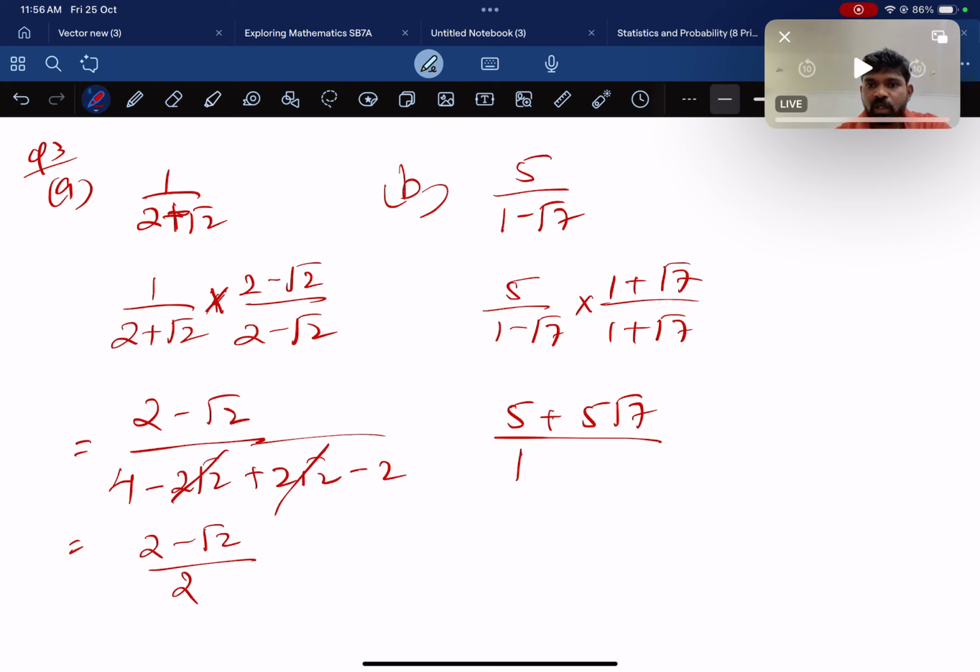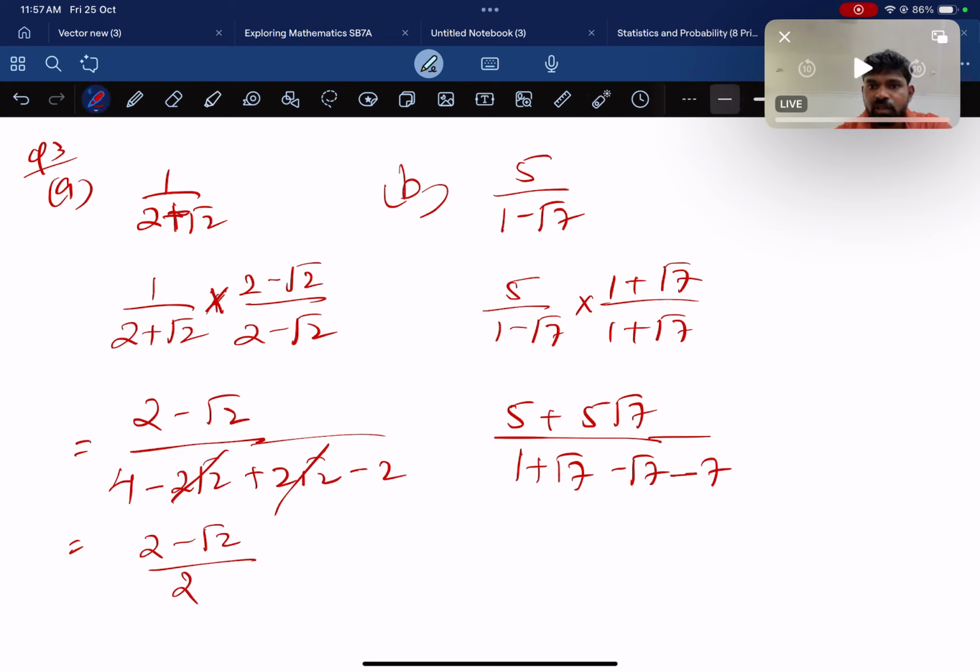So 1 times 1 is 1, 1 times root 7 is plus root 7, and minus root 7 times 1 and minus root 7 times root 7 we are going to do. So we got our answer as minus root 7, and here we got minus 7, because root 7 times root 7 is 7.